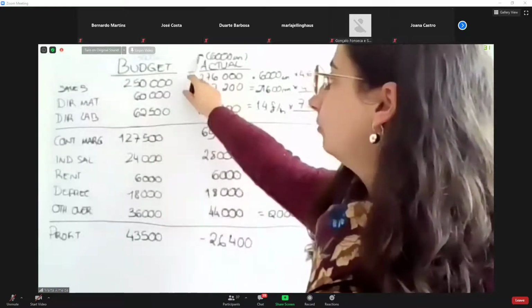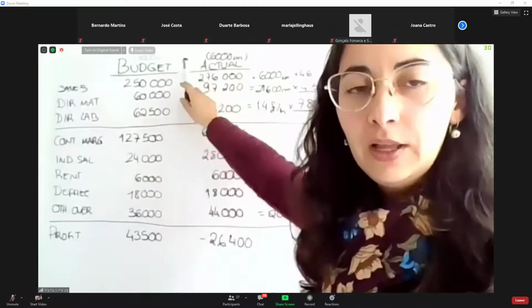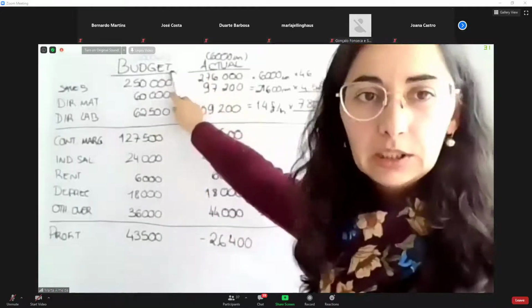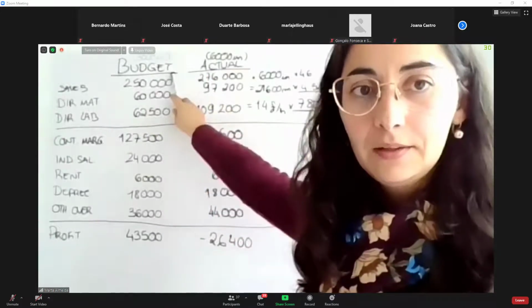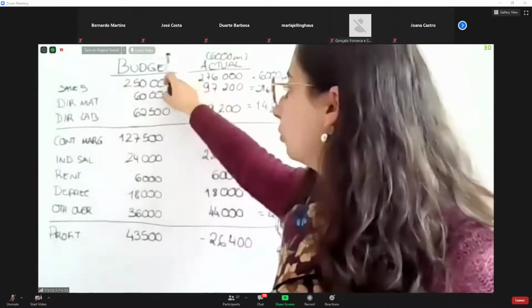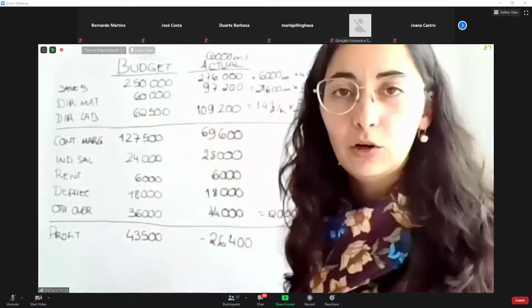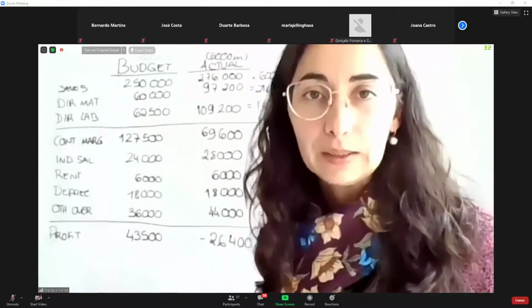We can have, and it's very normal that we have, a level of activity different from the budgeted level of activity. So that does not make the budget bad. It's just normal because we cannot predict the future 100%.